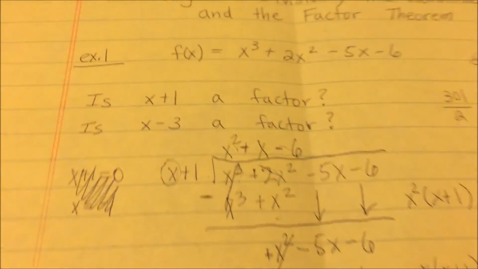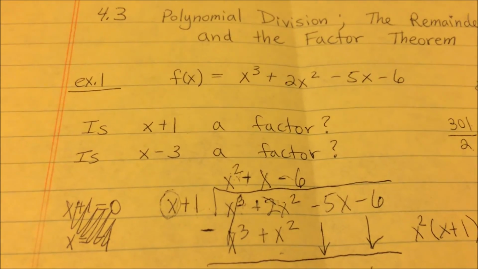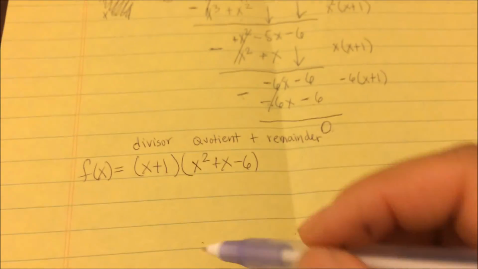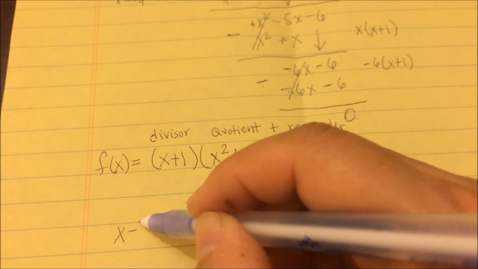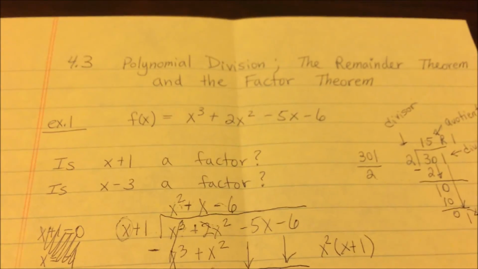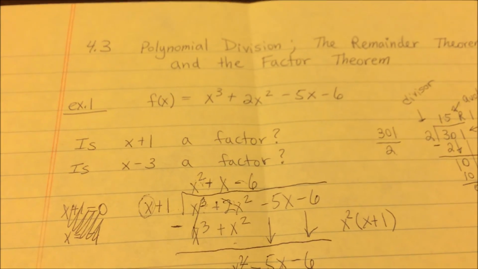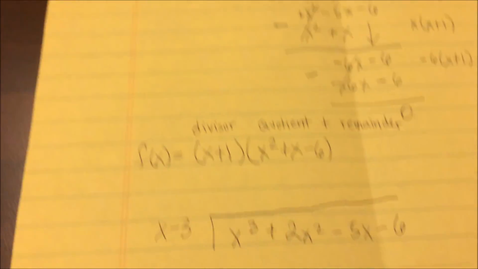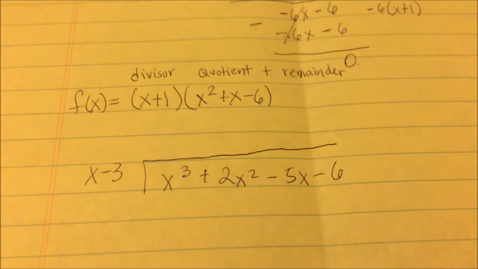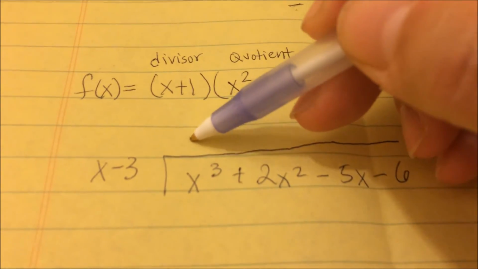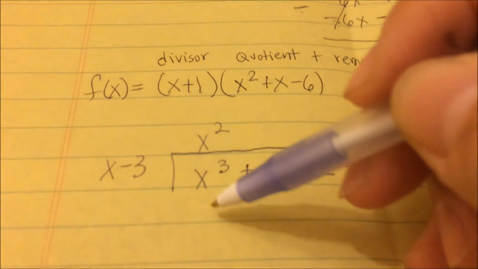Okay, now let's try the next one, that x minus 3. So is x minus 3 a factor of this original equation right here? So then again, you do the same thing. You would do x minus 3 out here, and then you would do the long division of x to the third plus 2x squared minus 5x minus 6. So that's this part right here. Okay, so you do the same thing. You're going to say, okay, x times something has to give us x to the third. So it's x squared gives me x to the third.